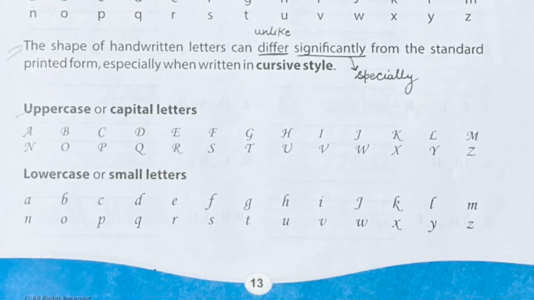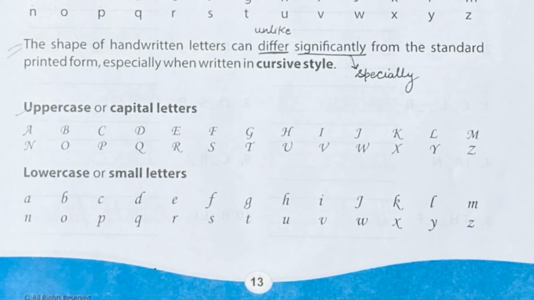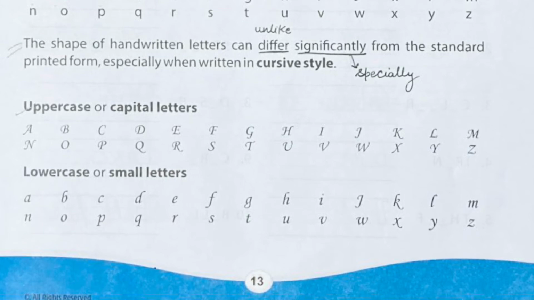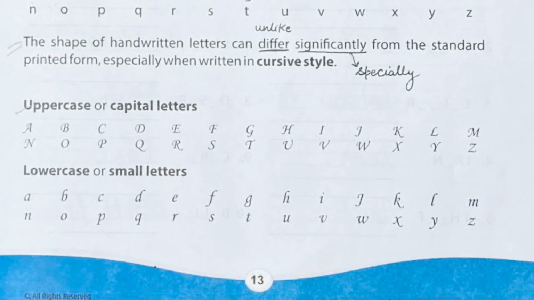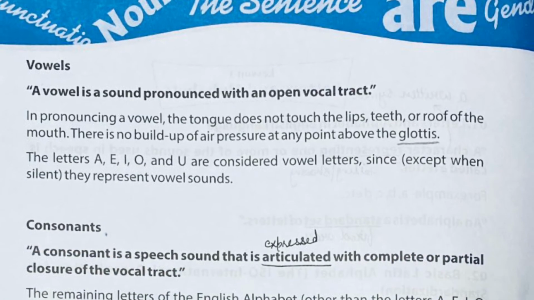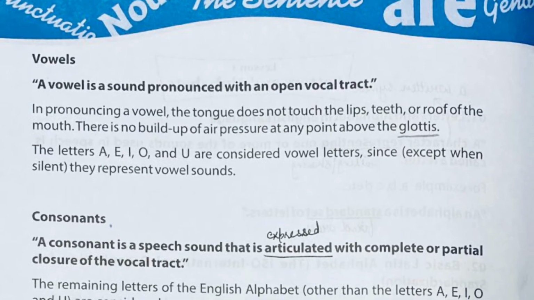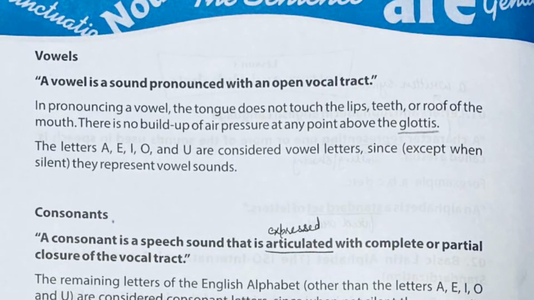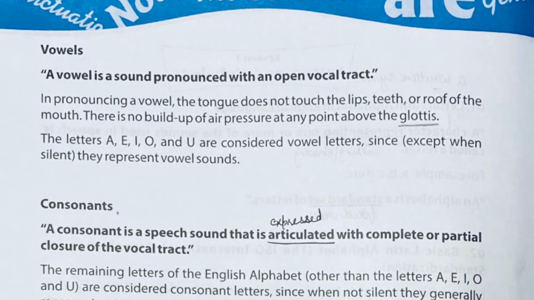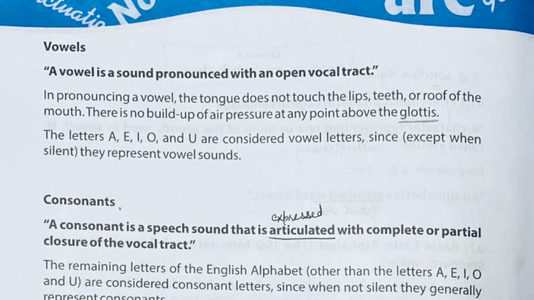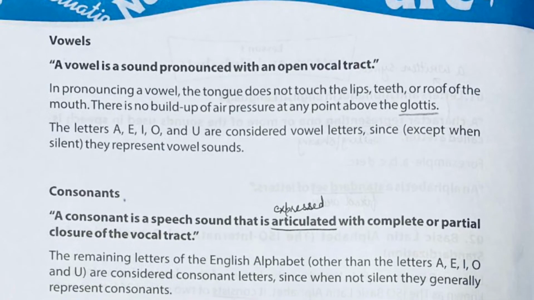Uppercase and lowercase which are in a fixed or standard form, and uppercase and lowercase which are in the cursive style also. So now we are going to discuss vowels and consonants. A vowel is a sound pronounced with an open vocal tract, and a consonant is pronounced with complete or partial closure of the vocal tract.